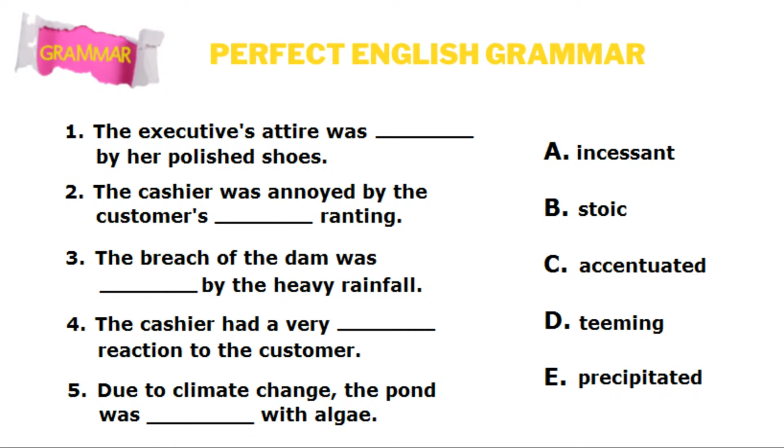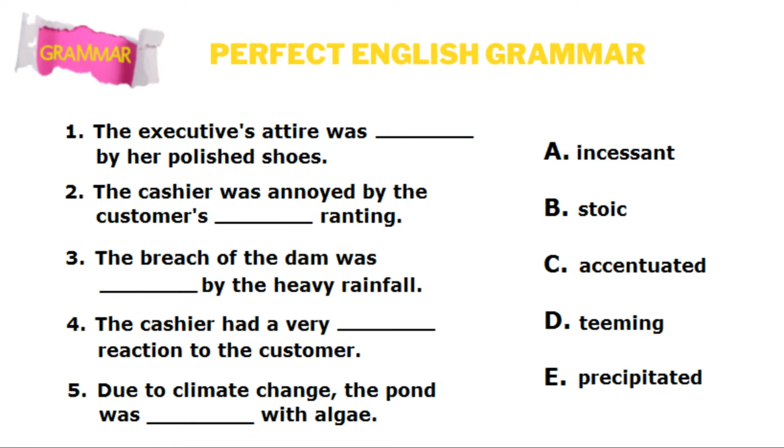And we take a look at question number 3. The breach of the dam was blank, and the possible answer is on the right side, and that would be a good fit for by the heavy rainfall. So question number 3, the breach of the dam was blank by the heavy rainfall, and that's directly from our Chapter 3 review. For question number 4, the cashier had a very blank reaction to the customer, and the option is available as reviewed in Chapter 3 on the right hand side. That would be a good fit.